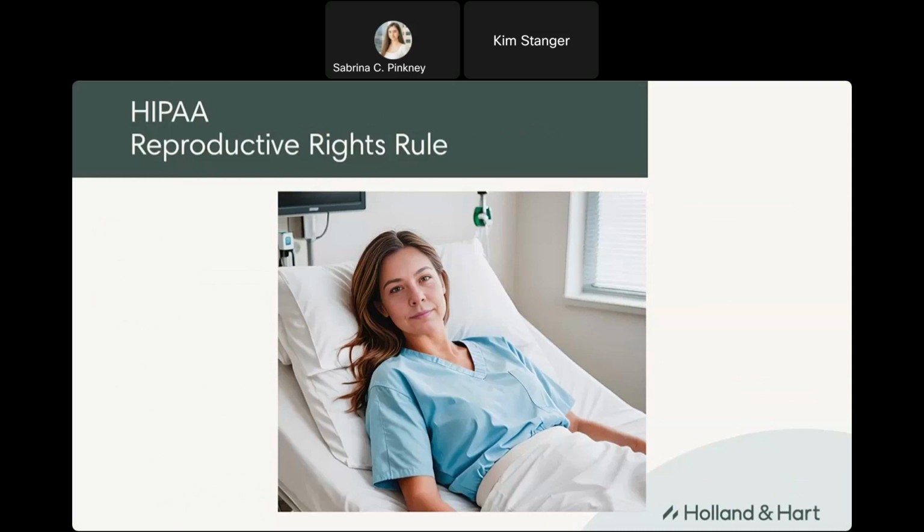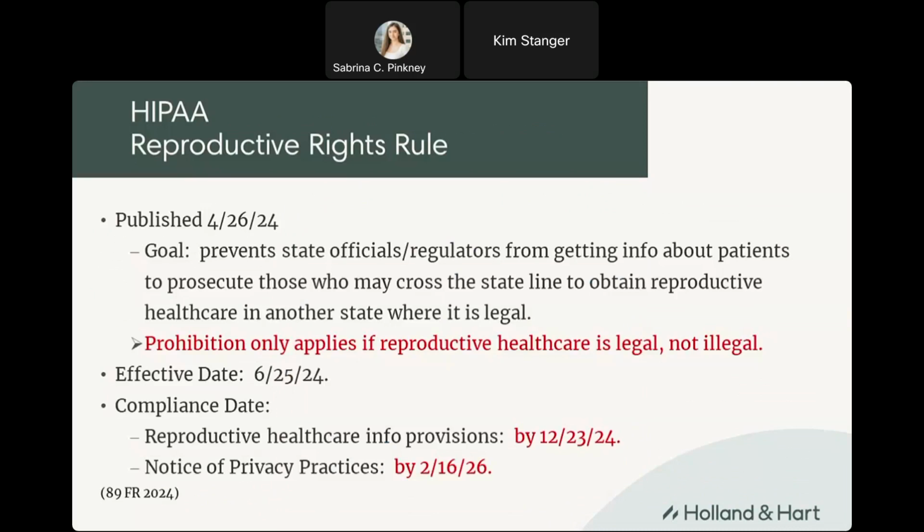All right, the next big one we wanted to talk about was the reproductive rights rule. A little bit of background might help, because in the wake of Dobbs, the federal government, the current administration, was concerned about reproductive rights and the impact that Dobbs might have.